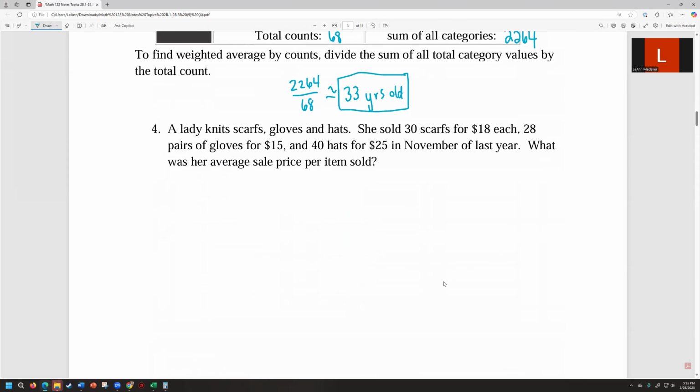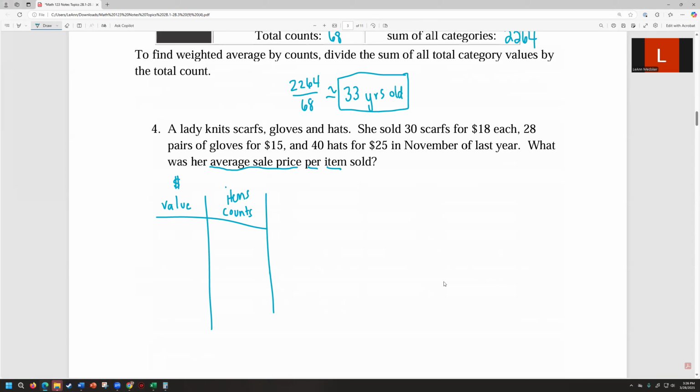This is a lady who knits scarves, gloves, and hats. She sold 30 scarves for $18 each. So 30 is the frequency, that's how many she's selling, and the dollars is the value. I know that for sure when I look at the last sentence, because we're looking for the average sales price per item. So we're going to put price on top for all the items that were sold and then divide by how many total items we had. So I already know my value. Go ahead and set up my chart: my value is in dollars and my counts is just the number of items.